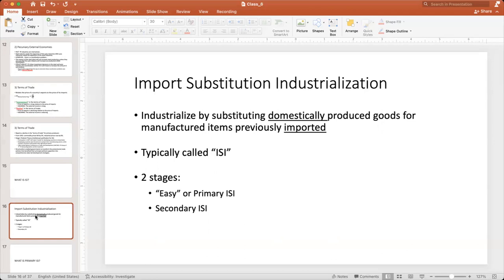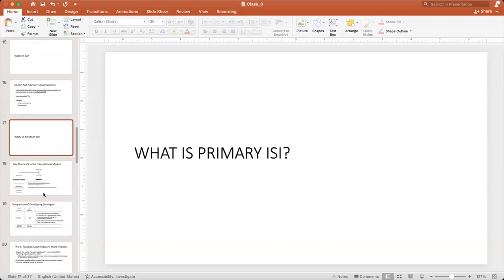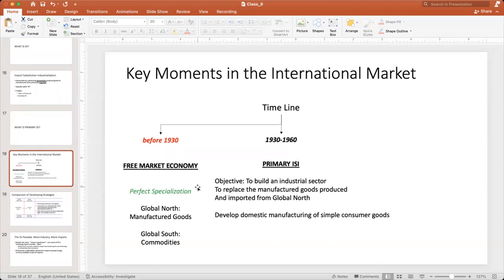And the import substitution industrialization was implemented in two stages: the primary ISI and the secondary ISI. But what is the primary ISI? So when World War II started, well, the main objective for the developing countries was to build an industrial sector to replace the manufactured goods and try to replace the imports from the global north.